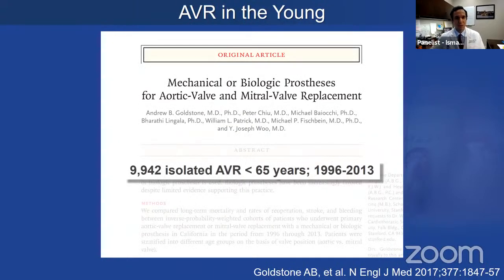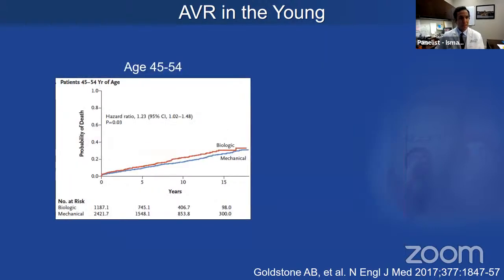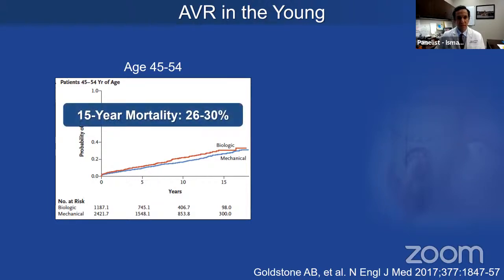And the last study I'll show you with regards to conventional aortic valve replacement in young adults is this one, which was recently published in the New England Journal of Medicine, where they analyzed data from the entire state of California over a period of 15 years. And they had almost 10,000 isolated AVRs in patients under the age of 65. And they stratified them according to age, patients 45 to 54, and looking at their 15-year mortality ranged between 26 and 30%, whether they had a tissue or a mechanical valve.